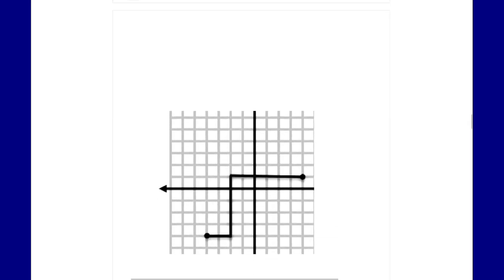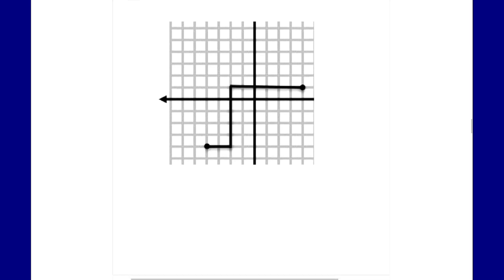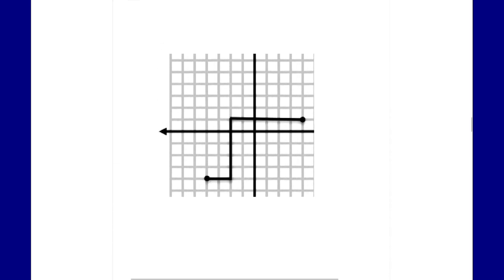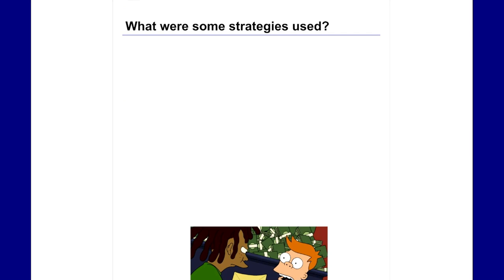If you were to try this, this one's different, it has two circles at the ends, there's no arrows at the end. How would you describe to a person how to draw these images or these relations? What strategies would you use? You can think about it.